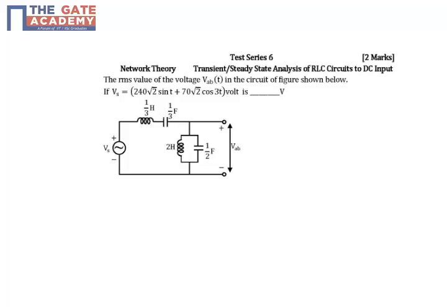In this question, we have to determine the voltage VAB. The source voltage has two components of different frequency, one having a frequency of 1 radian per second and another component having a frequency of 3 radians per second. So in this problem, we are going to treat the source in two cases. One case with one frequency component and the second case with another frequency component, and then we have to find the net current.